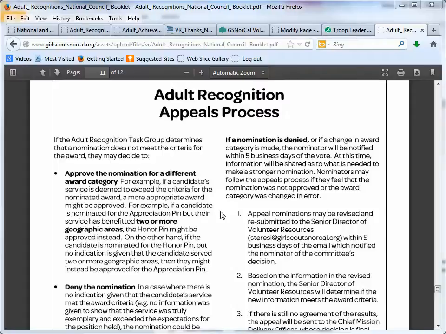Nominators may then follow the appeals process if they feel that the nomination was not approved or the award category was changed in error. You can review the whole appeals process on page 11 of the recognition booklet.